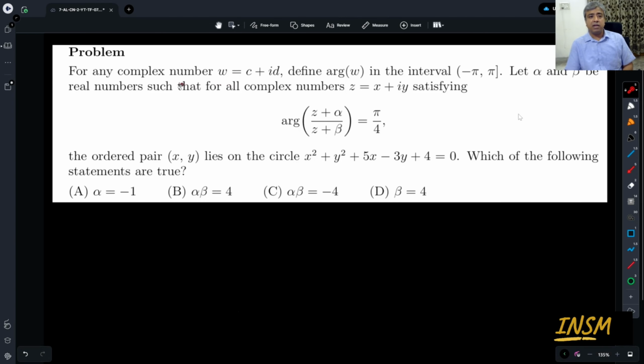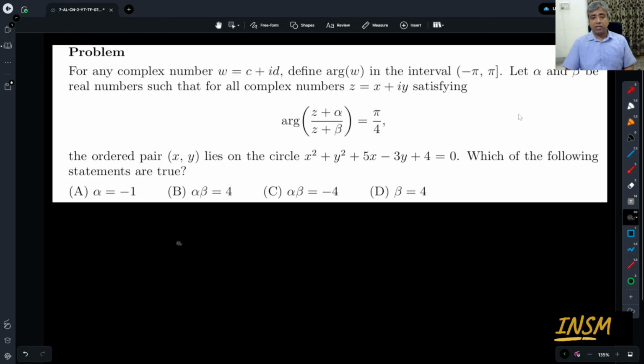It defines a complex number and its argument, and then says let alpha, beta be real numbers. This is important: real numbers, such that for a complex number z satisfying argument of (z plus alpha) upon (z plus beta) is pi by 4, the ordered pair (x, y) which this z satisfies lies on this circle. Now it asks which of the following statements are true.